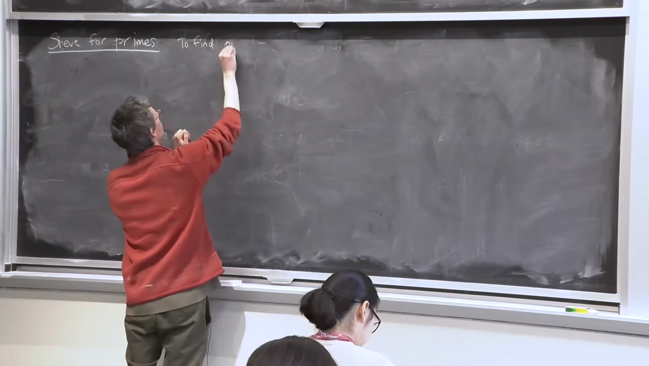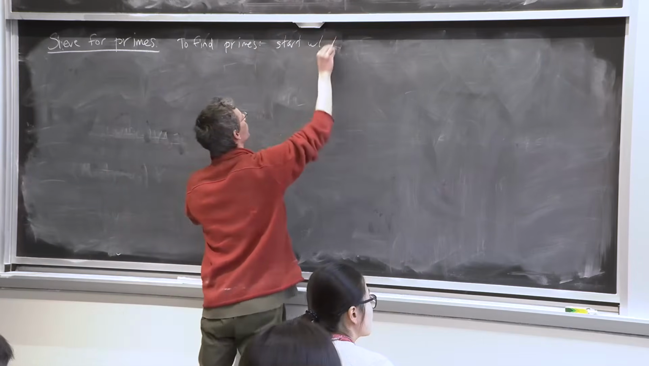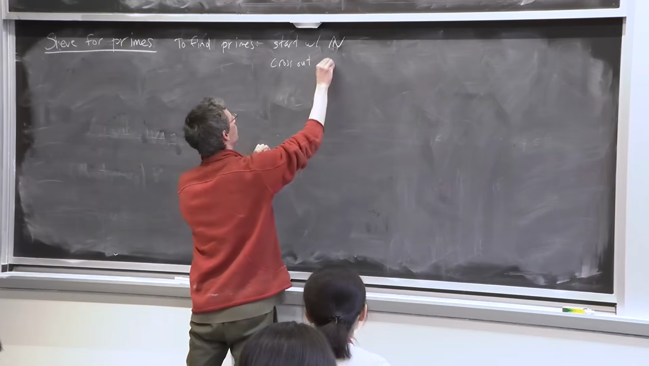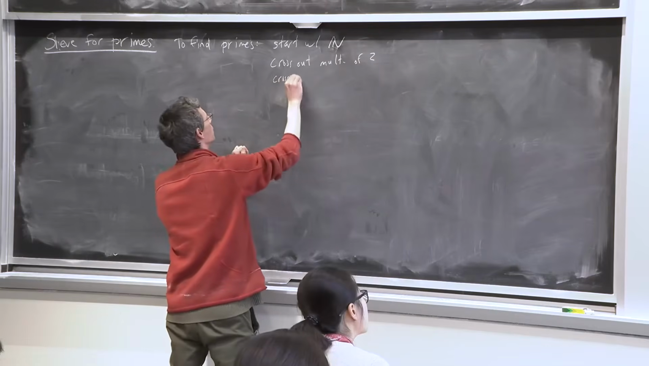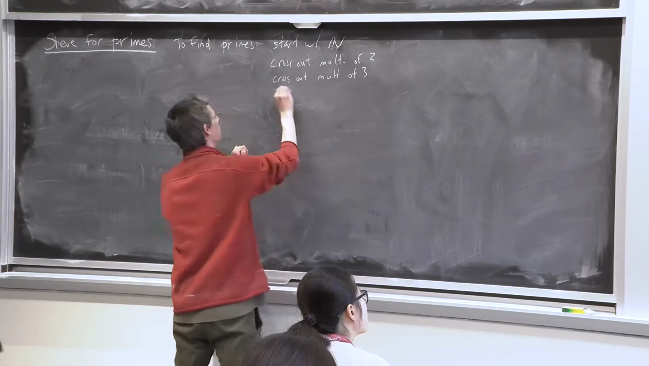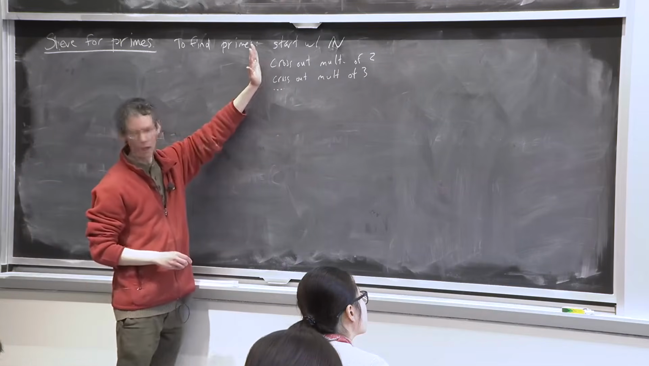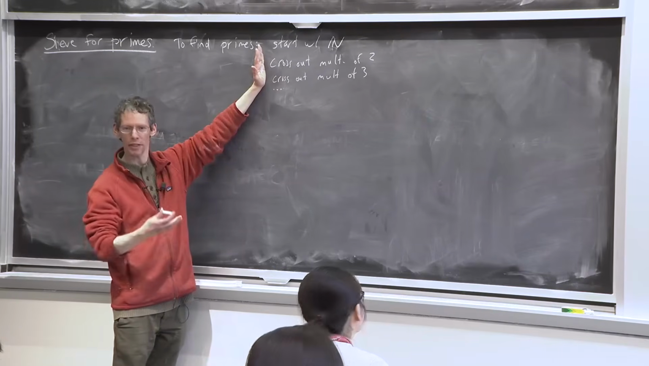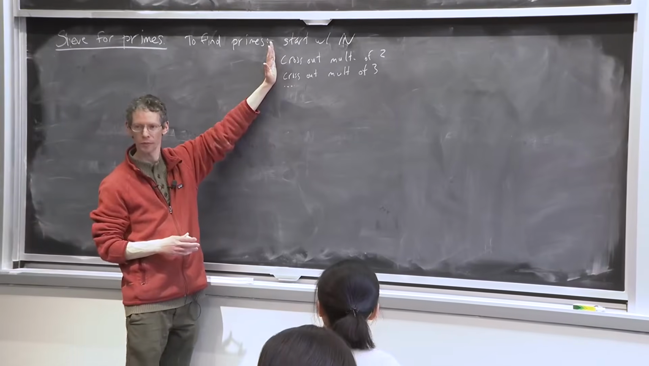To find the primes, we start with the natural numbers. Then we cross out multiples of 2. Then we cross out multiples of 3, and so on. OK, so we can all imagine that. Now let's try to describe this process using formulas. And we'll see that the formulas that naturally appear are formulas involving multiplicative convolution.